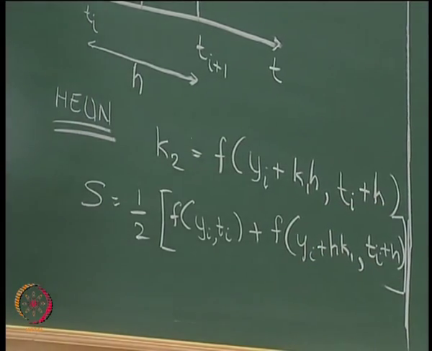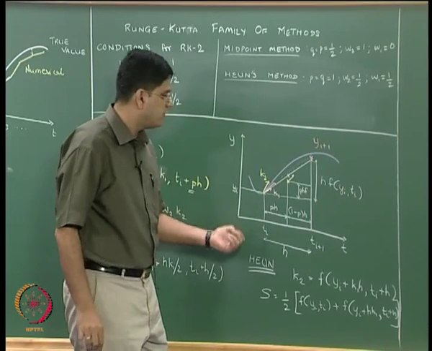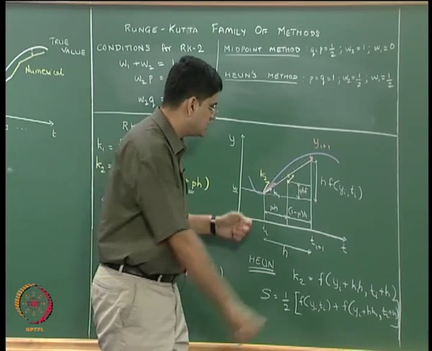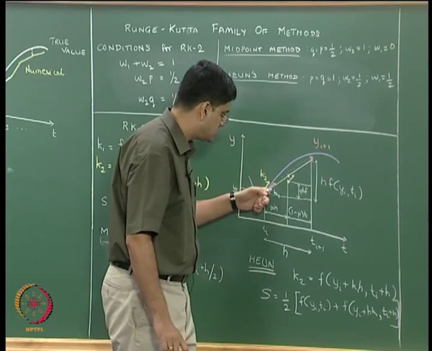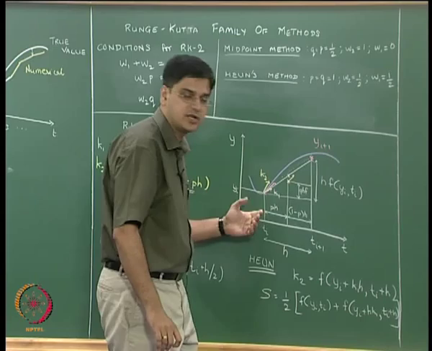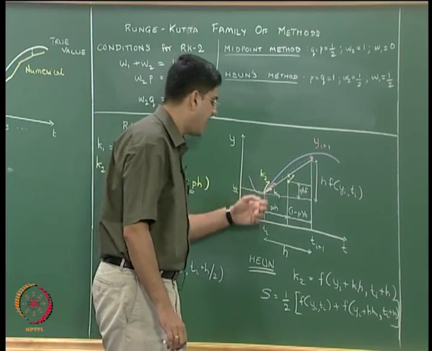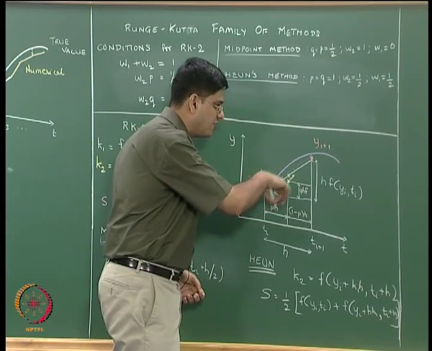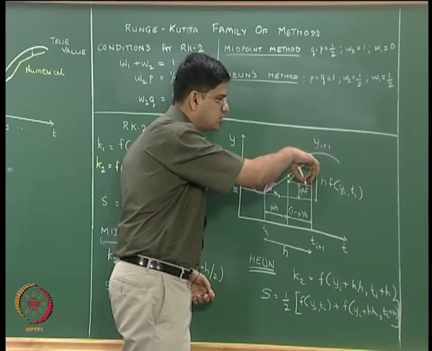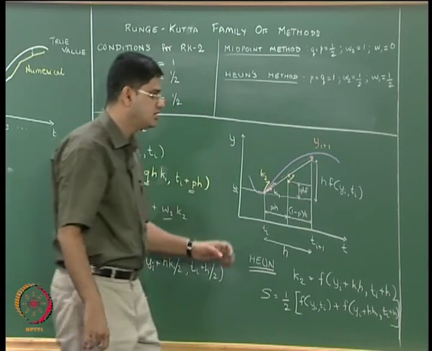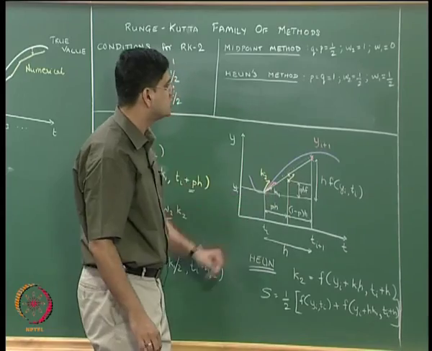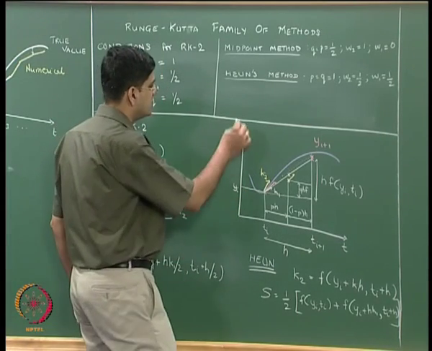Why I said that it's kind of equivalent to the trapezoidal method is because the red slope that we compute over here is nothing but an average of the slope k1 that is computed at this point and slope k2 that is computed at this particular point. So, that is going to be our Heun's method.